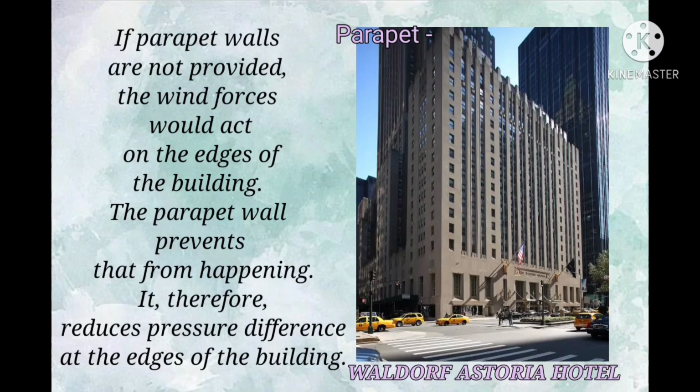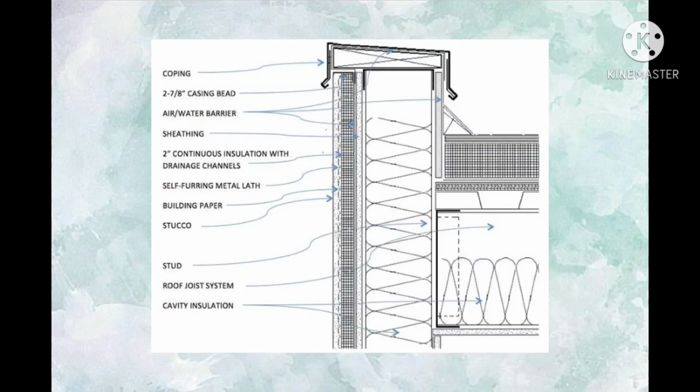A parapet is the low protecting wall along the edge of the roof of the building. If parapet walls are not provided, the wind forces would act on the edges of the building. The parapet walls prevent that from happening as they reduce the pressure difference at the edges of the building. And here is the anatomy of the parapet walls and how it prevents the pressure difference at the edges of the building.